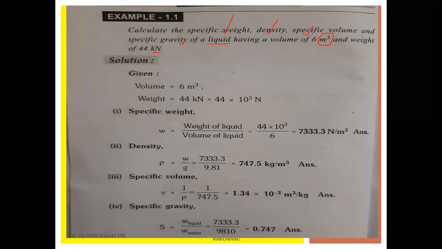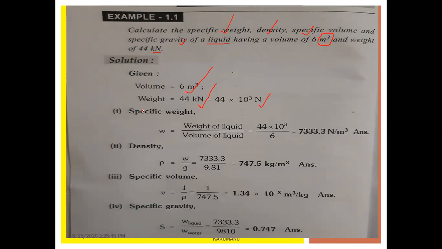Okay, next, what is given here? The volume is given. What is the volume? 6 meter cube. Now what is the weight? 44 kilonewtons. Convert it into newtons. Since the volume is in meters, there is no problem. So we write 44 into 10 to the power of 3, as kilonewton is equal to 10 to the power of 3 newton.